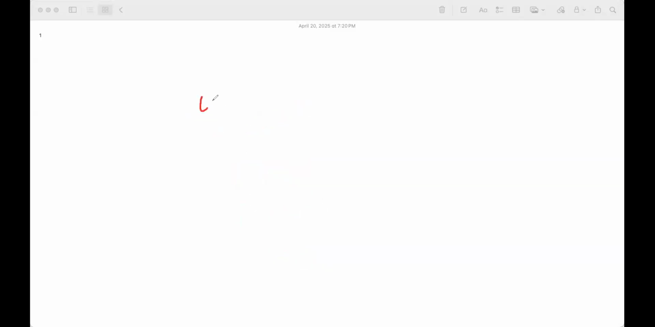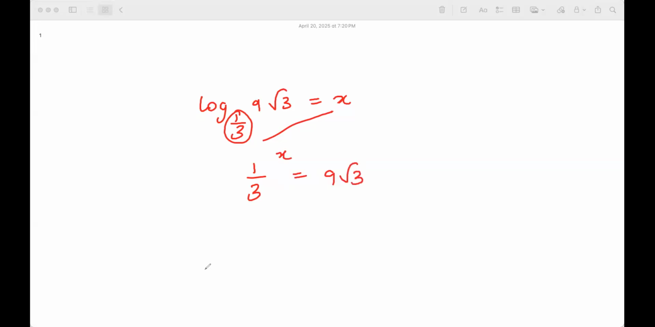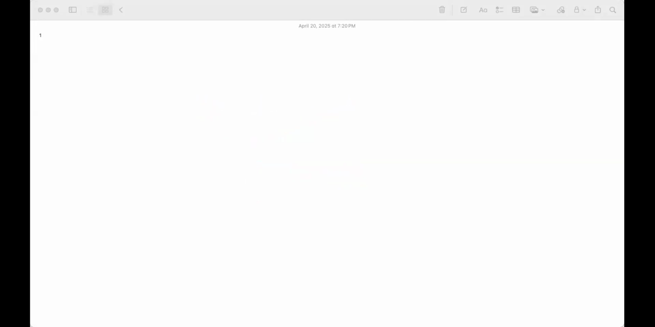Now, how about this? Log 1 by 3 of 9 root 3 equal to x. This is pretty simple. Start from the base, power x equal to 9 root 3. Make sense? Okay, I'll give you more problems with this. Only if we know this can we move on. Okay. So I'm fine doing more problems in this.